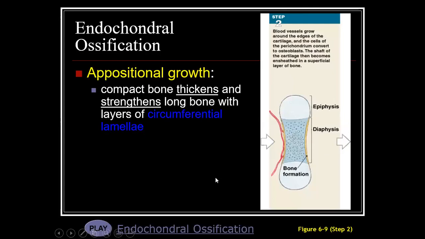Appositional growth is when compact bone thickens and strengthens along bone with those circumferential lamellae, the layers, the circles of layers of lacunae and osteocytes around a Haversian canal. So blood vessels grow around the edges of the cartilage.